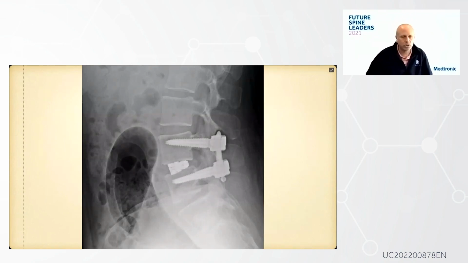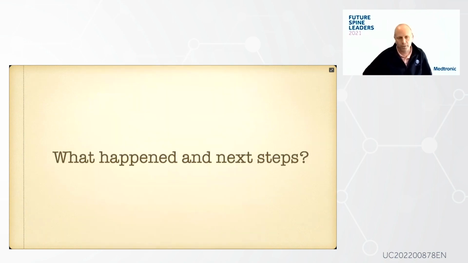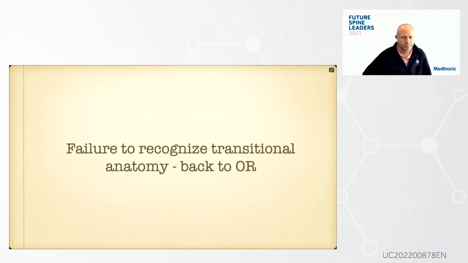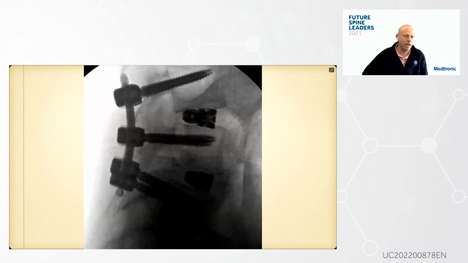A full disclosure is made to the patient, saying we operated at the wrong level because of your transitional anatomy. We cannot leave the level alone at L5-S1. We recommend that you go back to the operating room to repeat the surgery. So appropriately, the patient and physician agreed. She goes back to the OR and now has a two-level fusion, so L4 to S1.